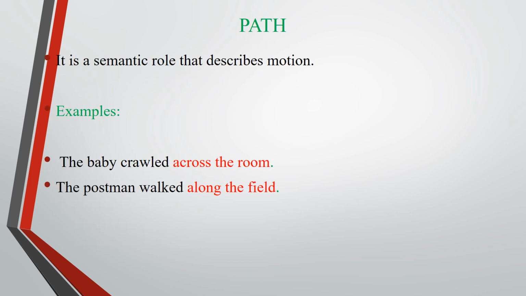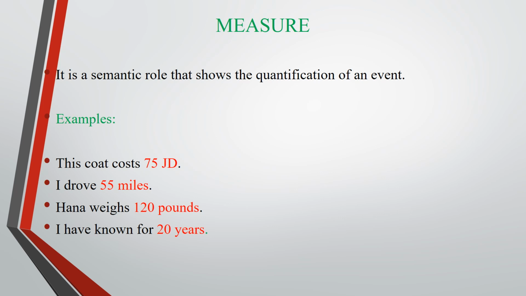Path is another semantic role that describes movement. For example, say the baby crawled across the room. It shows the path where the baby crawled. The postman walked along the field, and along the field is a path which the postman took. Measure is a semantic role that shows the quantification of an event. For example, you say this coat costs 75 JD, or I drove 55 miles.